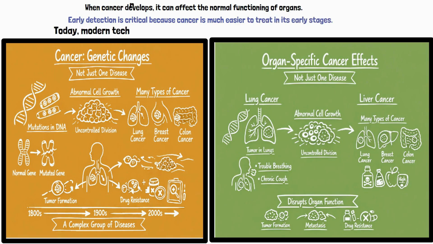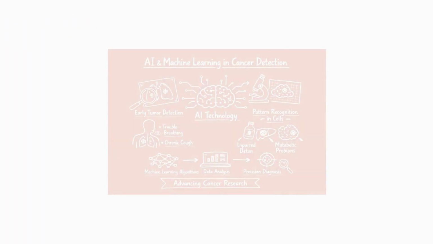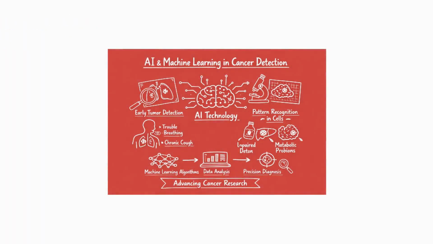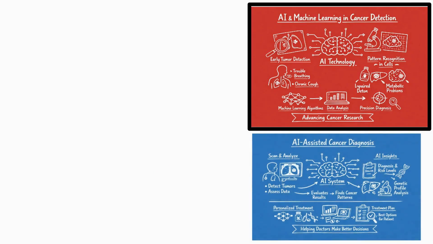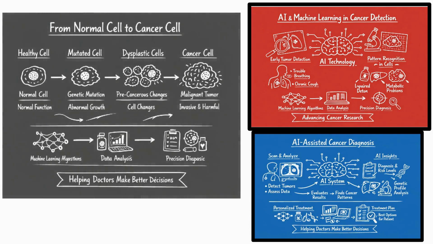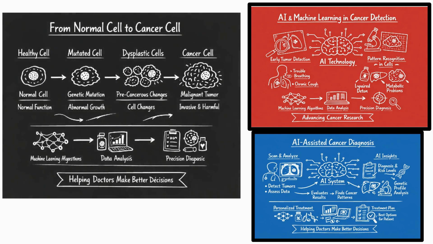Today, modern technology is playing a major role in the fight against cancer. Artificial intelligence and machine learning are being used to analyze medical images, detect tumors earlier, and identify patterns in cancer cells. AI can help doctors diagnose cancer more accurately and even suggest personalized treatment options based on a patient's genetic profile. Cancer begins at the cellular level, but its effects can impact the entire body.